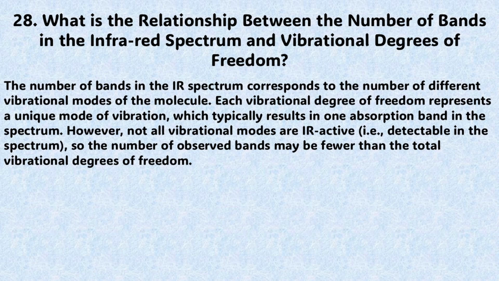The answer to this question is very simple. The number of bands in the infrared spectrum corresponds to the number of different vibrational modes of the molecule. Each vibrational degree of freedom represents a unique mode of vibration, which typically results in one absorption band in the spectrum. However, not all vibrational modes are infrared active, i.e., detectable in the spectrum, so the number of observed bands may be fewer than the total vibrational degrees of freedom.